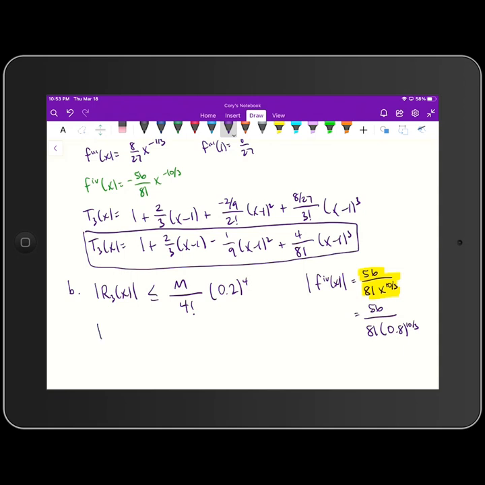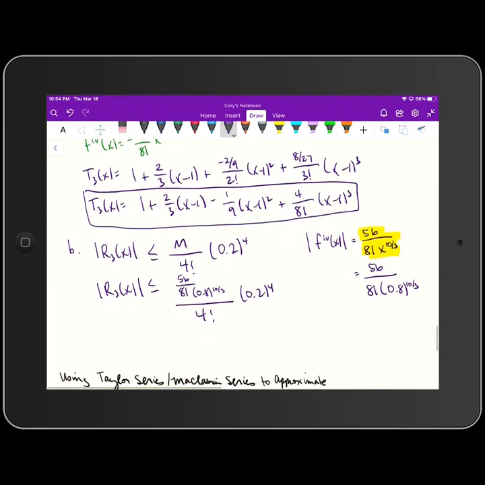Okay, so that's going to make the absolute value of r sub 3 of x less than or equal to M, which is 56 over 81 times 0.8 raised to the 10⁻³ power, divided by 4 factorial times 0.2 raised to the 4th power. So when you compute the value of all of that stuff, you're going to get the maximum error is less than or equal to approximately 0.00009697.